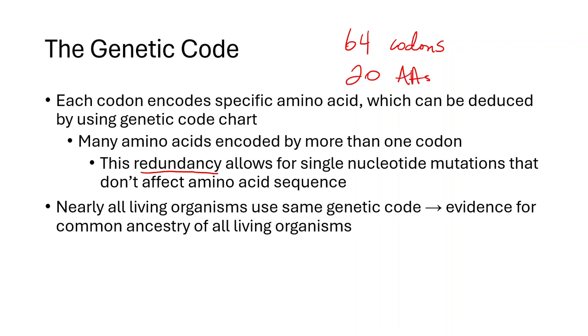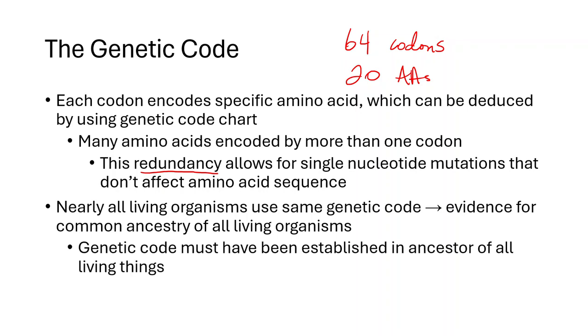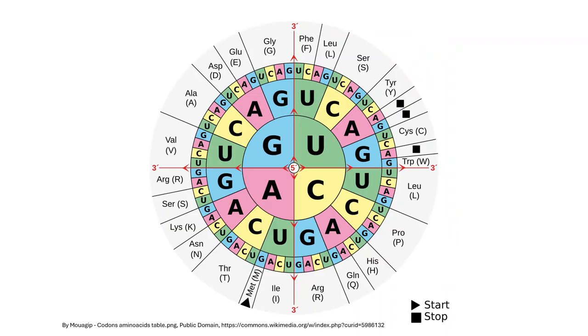Now, nearly all organisms use the exact same genetic code, and this is evidence for common ancestry of all living things. What this means is that the genetic code must have been established in the ancestor of all living things. There are very few exceptions to the genetic code, and honestly, they're found in a couple of different prokaryotes, and they may not even be evidence of this genetic code being different in those organisms from the beginning. Honestly, they're probably a modification of that exact same genetic code that is found in most organisms.